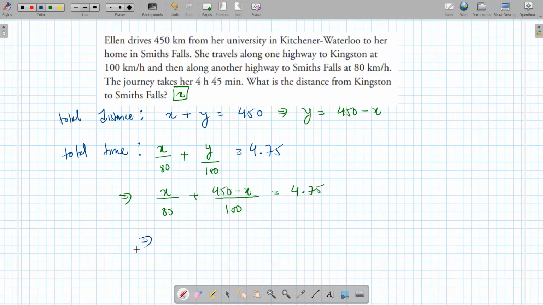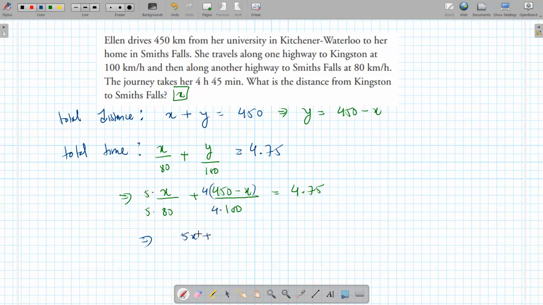Any ideas? It's just a linear equation. You want to take the LCD, okay? What's the LCD between 80 and 100, the lowest common denominator? It is 400. 80 times 5 is 400. 100 times 4 is 400. So what this means is you need to multiply this by 5, okay? You need to multiply the other guy by 4. It's going to look like this.